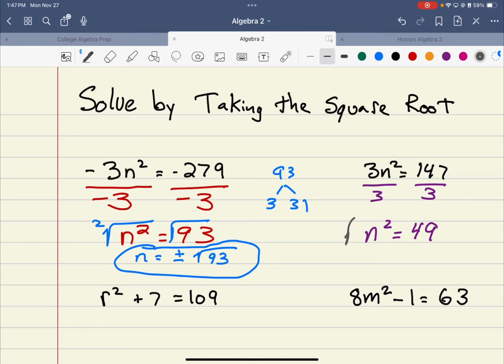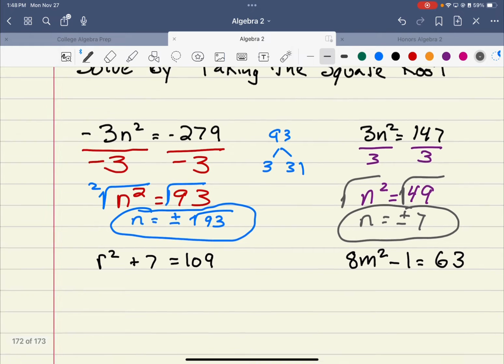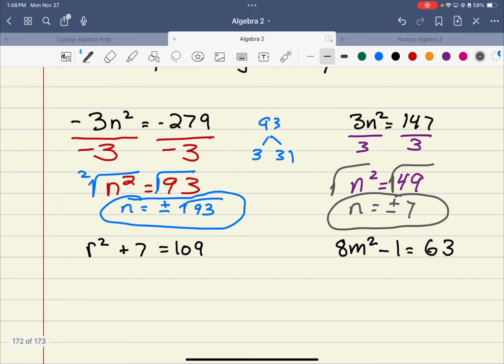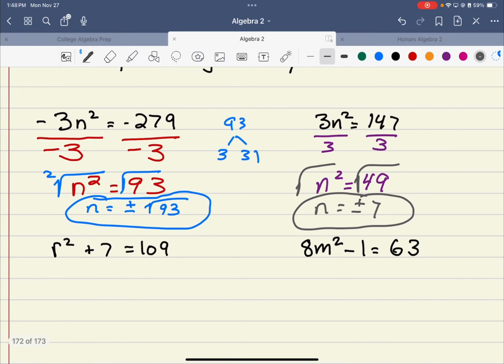Take the square root of both sides. So square root of n squared is n. Square root of 49 is 7, but remember we're going to put plus or minus 7 because we're finding the value of n. And again, I'm just punching 49 in the calculator, hitting square root. If it works, great. If it doesn't work, put it in as a factor tree. If you don't have a calculator to know, 49 is 7 times 7. 7 has a partner.